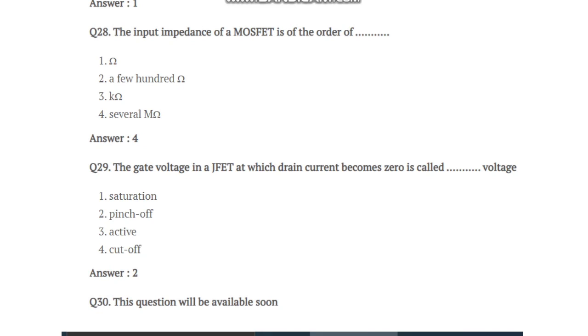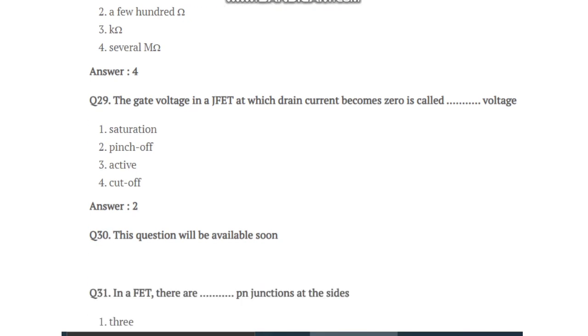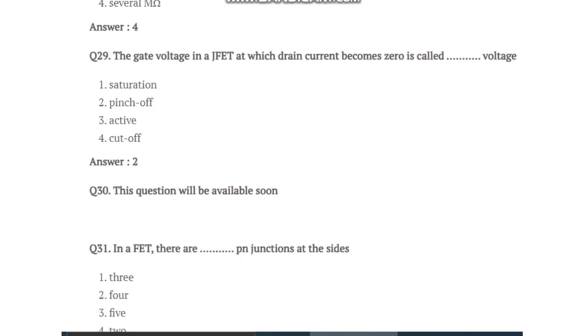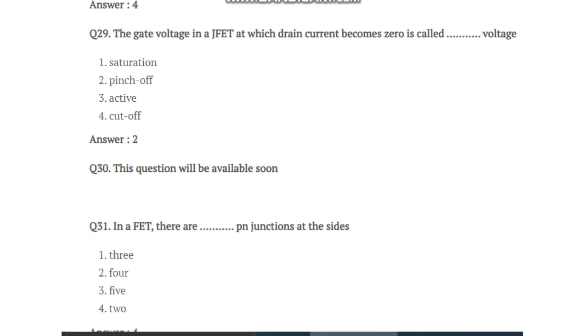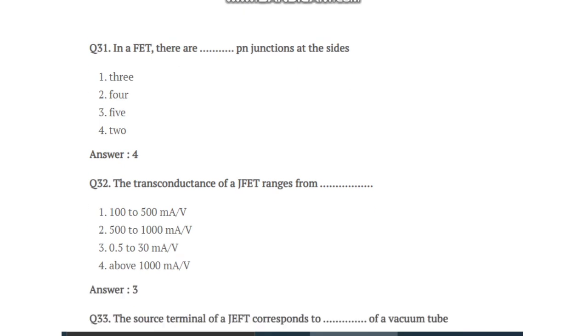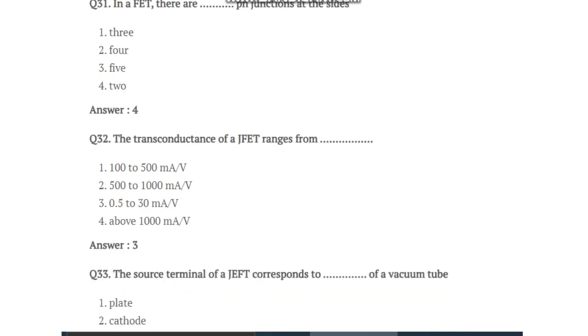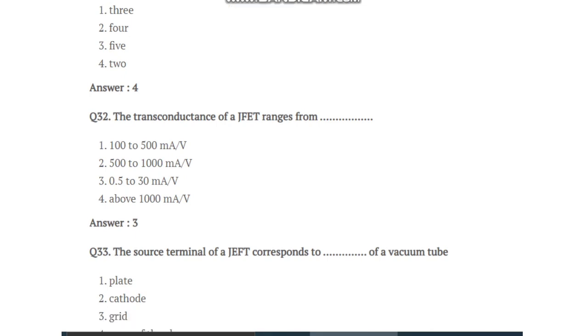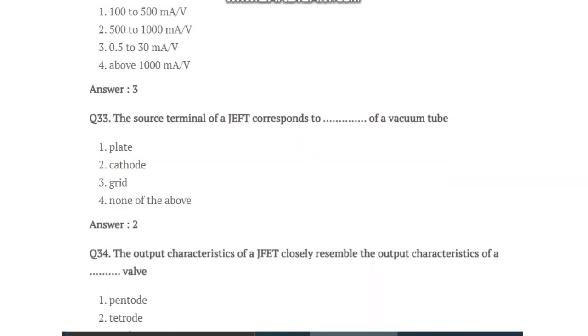The input impedance of MOSFET is of the order of several mega ohm. The gate voltage in a JFET at which drain current becomes 0 is called as pinch off voltage. Question number 31 is, in FET there are dash PN junction at sides. There are 2 PN junctions at the sides. The transconductance of JFET ranges from 0.5 to 30 milliampere per volt. That is third is the answer.